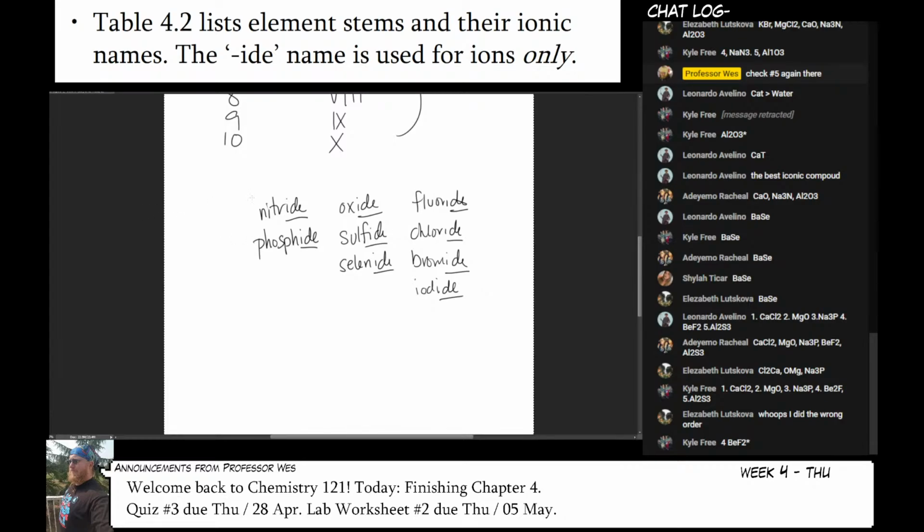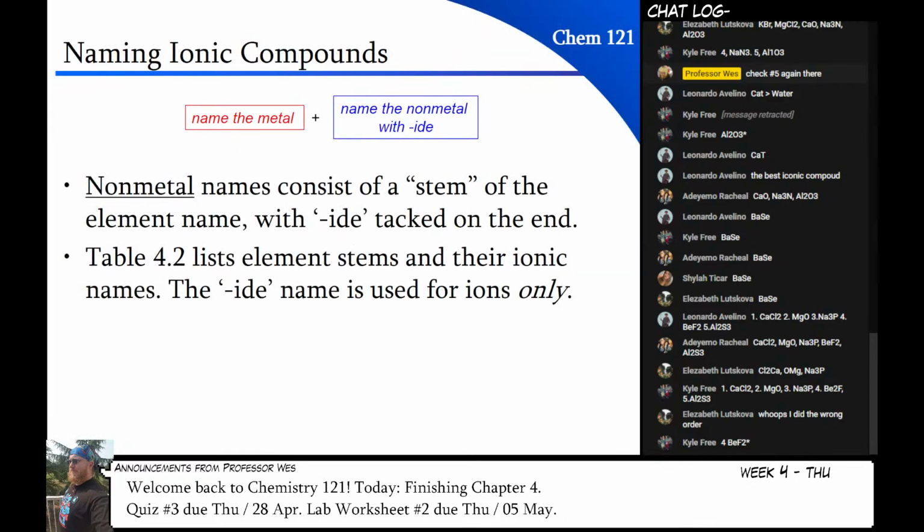And you can see that the stems are all the first parts of these elements. So nitrogen is nitr, phosphorus is phosph, oxygen is ox, and so on and so forth. So these are all listed in table 4.2. So have that reference handy when you are using it to name stuff. Remember that the ide form is used for ions only. And so I have an example here. That chlorine, without the negative charge, is just named how it is. But this minus right here means that we have to write ide for its name.